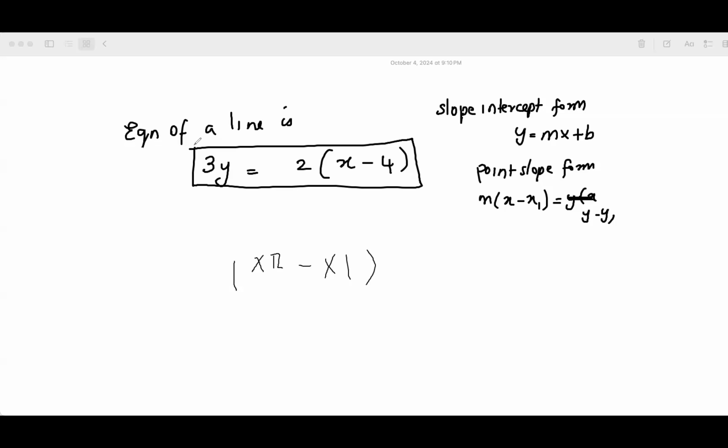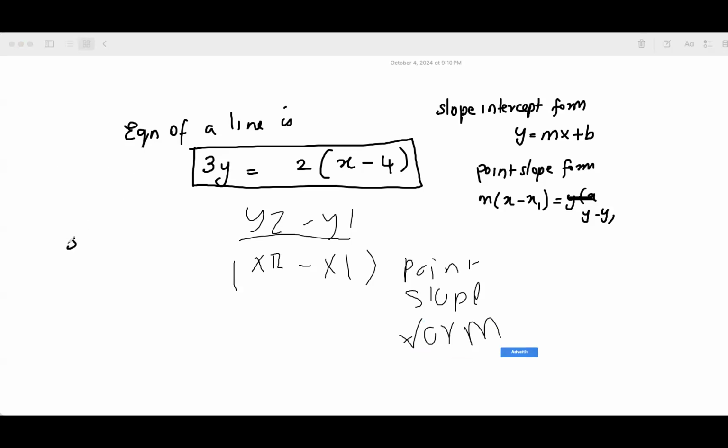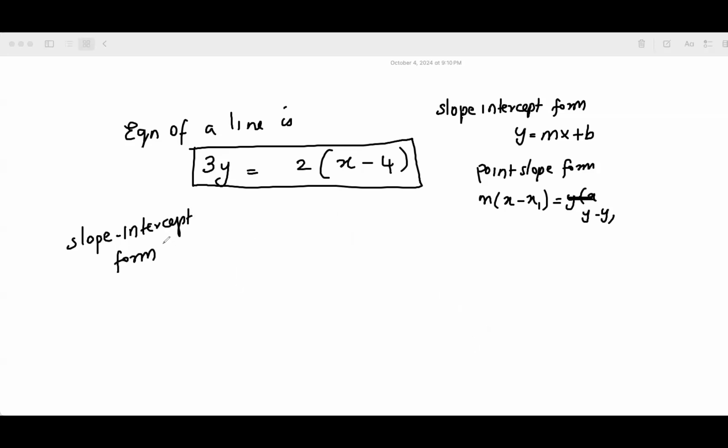Advik, you tell me. Point slope form. Good job, guys. This is a point slope form. Advait, good job. So this is a point slope form of a line. Can you convert it to slope intercept form? Can I get the slope intercept form of this line? So you have to express it as y equal to mx plus b. Can I get that equation?